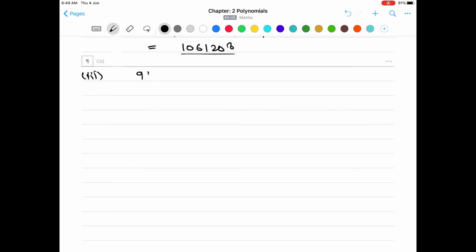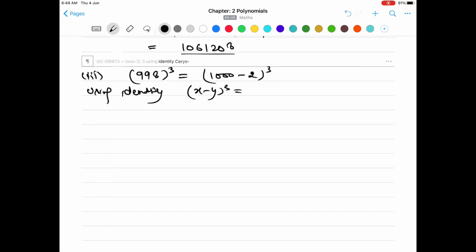Moving to the last part of this question, that is part number 3. Now we have 998 whole cube. So we can write this as 1000 minus 2 whole cube. So we can use the identity x minus y whole cube, which is equal to x cube minus y cube minus 3xy into x minus y.